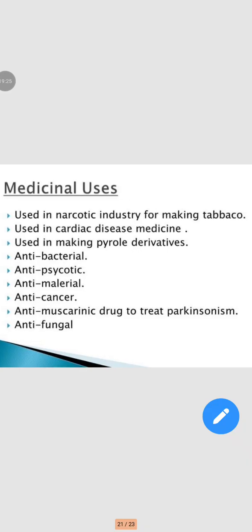Next one is medicinal uses. Pyrrole is used in the narcotic industry for making tobacco. Then it is used in cardiac disease medicine and in making pyrrole derivatives. It is used as antibacterial, antipsychotic, antimalarial, anti-cancer, anti-muscarinic drug to treat Parkinsonism, and antifungal. These are the medicinal uses of pyrrole.